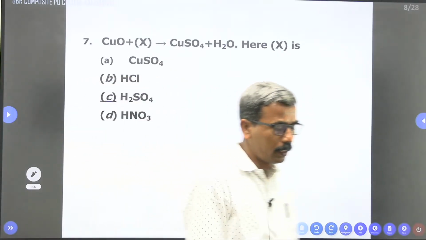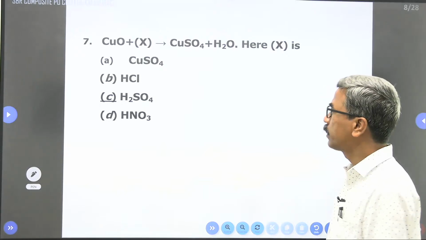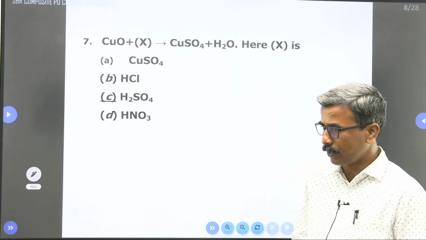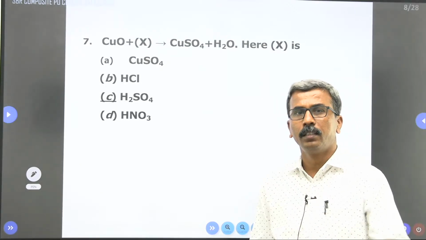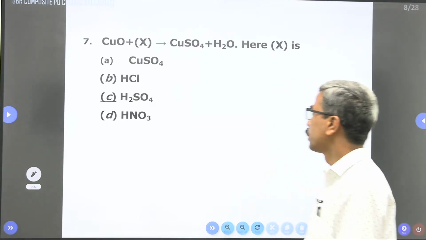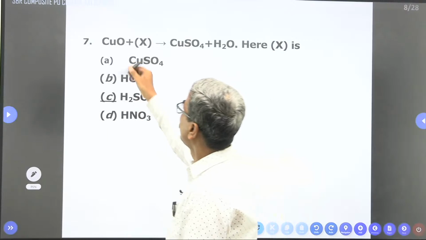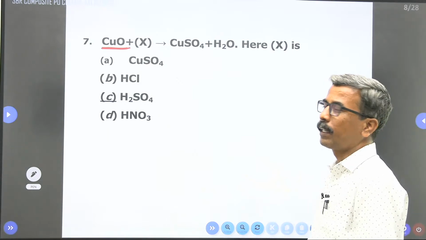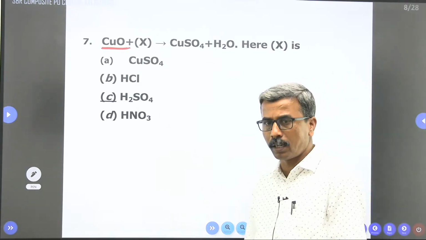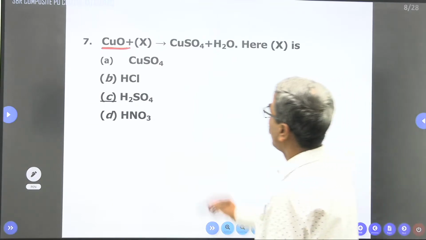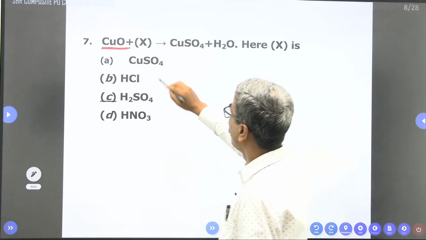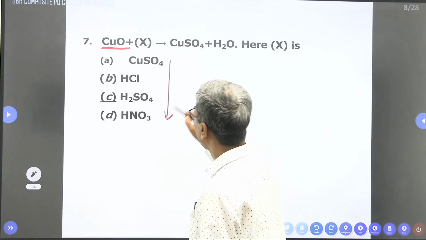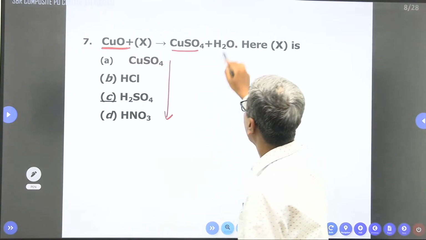This is under reactions of metals, acids and bases that we had a discussion on. How acids and bases react with metals and with metallic oxides. Now if you see in this question, CuO, copper oxide, is a metal oxide. Generally metal oxides are basic in nature. Now whatever chemical equation they have given, this copper oxide, by reacting with one of these four compounds, produces copper sulfate and water.